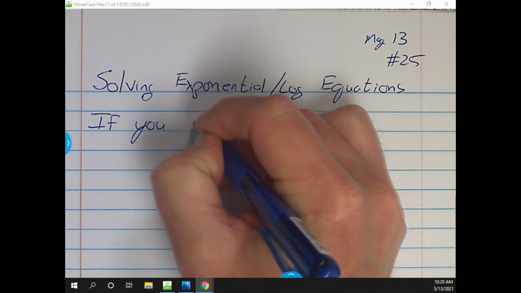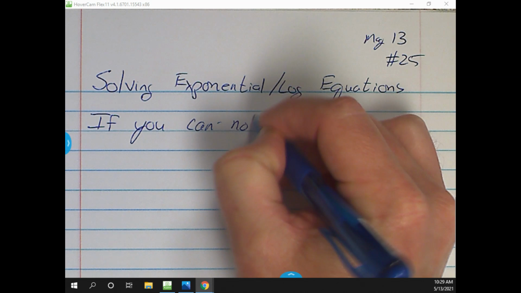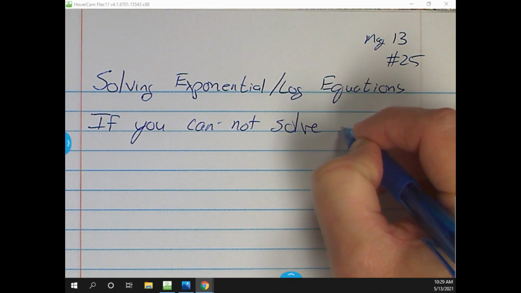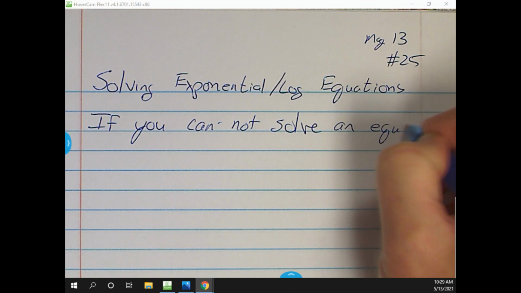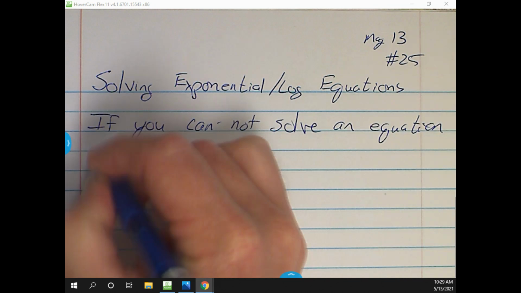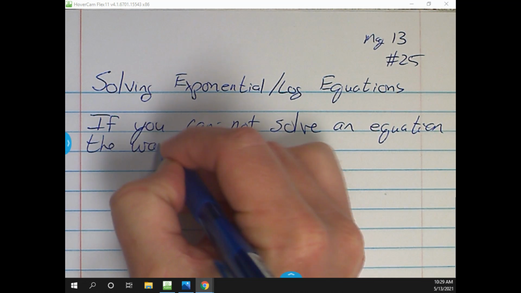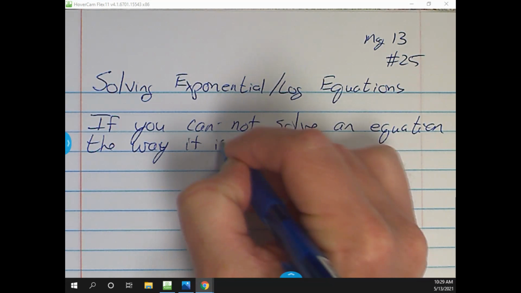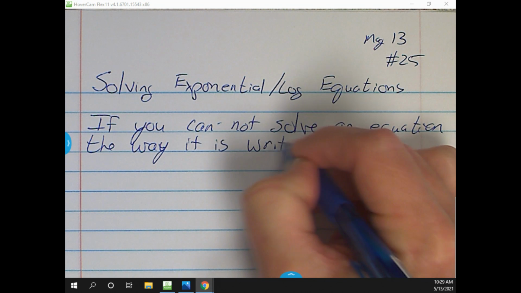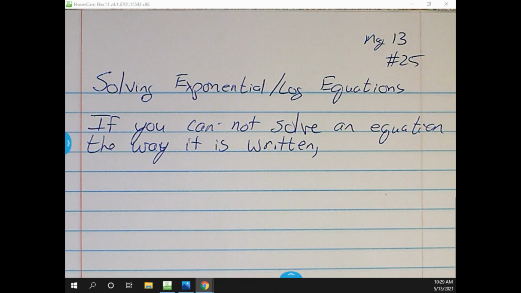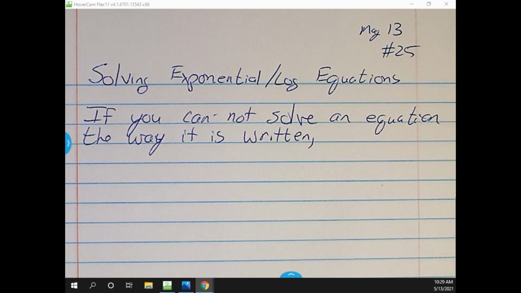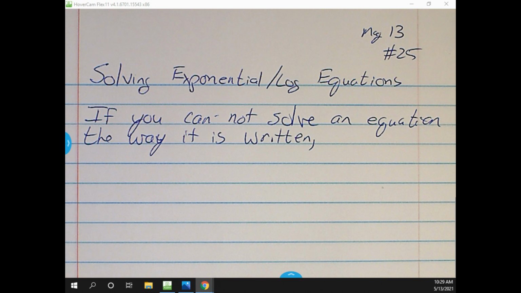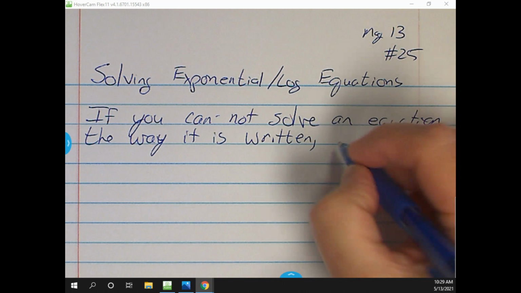Basically it is this: if you cannot solve an equation the way it is written, because it's either going to be in log form or it's going to be in exponential form, basically it's one of two options we're looking at. So if you look at it and you go, I don't know, then what you're going to have to do is rewrite it in the different form.